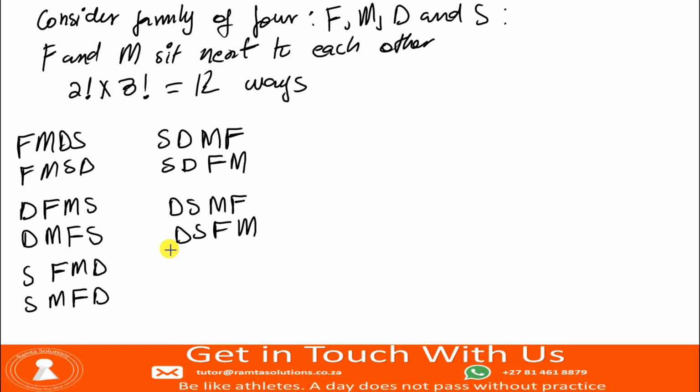Let me see. Father, mother, daughter, son. Father, mother, son, daughter. Daughter, father, mother, son. Daughter, mother, father, son. Daughter, son, mother, and father. We're done. I'm not sure, but there must be something that's missing. I think we are done here. This is fine. Oh, maybe I should have. Okay, let me do this. I'm going to redo this quickly.